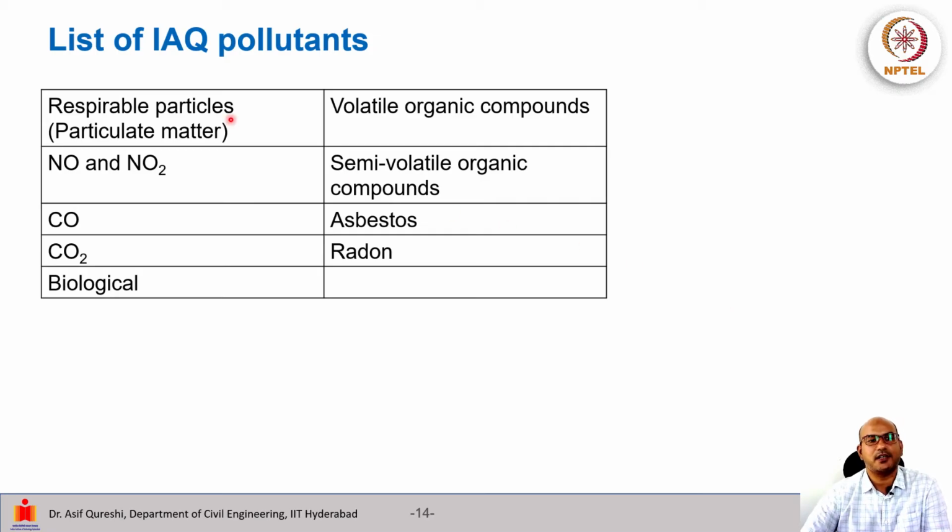Now we can broadly classify them as respirable particles. So that's particulate matter, then NO and NO2, CO, carbon monoxide, carbon dioxide, biological material, volatile organic compounds, semi-volatile organic compounds. We will have a look at them. Asbestos, radon. So we have made some broad classifications. Of course, the list, if you go into details, will be much longer.